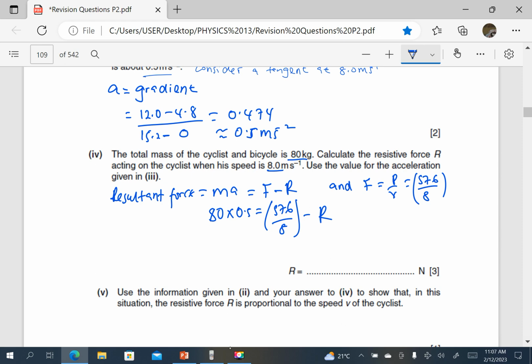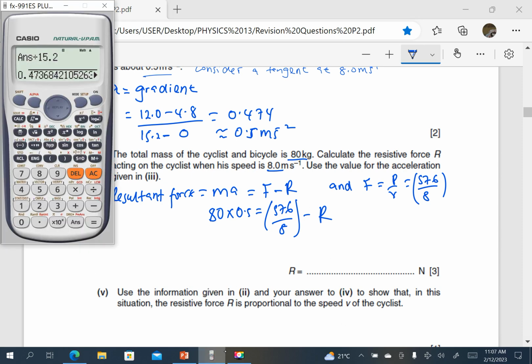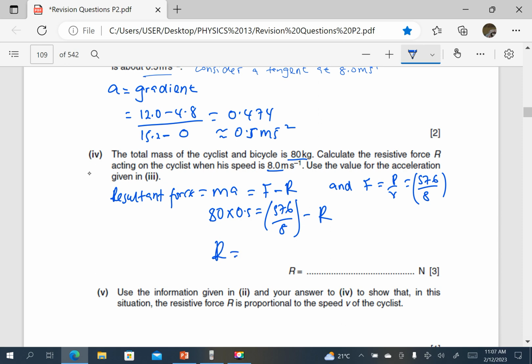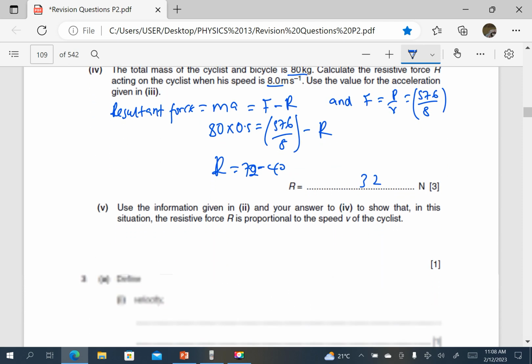Minus the resistive force R. So it means R is going to be equal to 576 divided by 8 minus 80 times 0.5, which is 32. So the resistive force is equal to 72 minus 40, which is equal to 32. So that is 32.